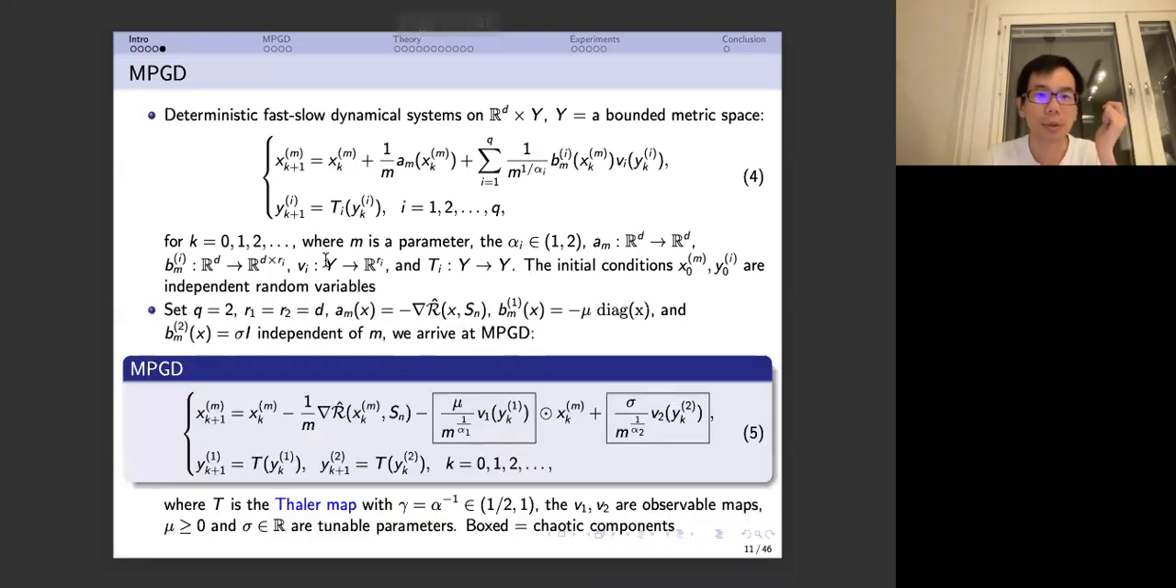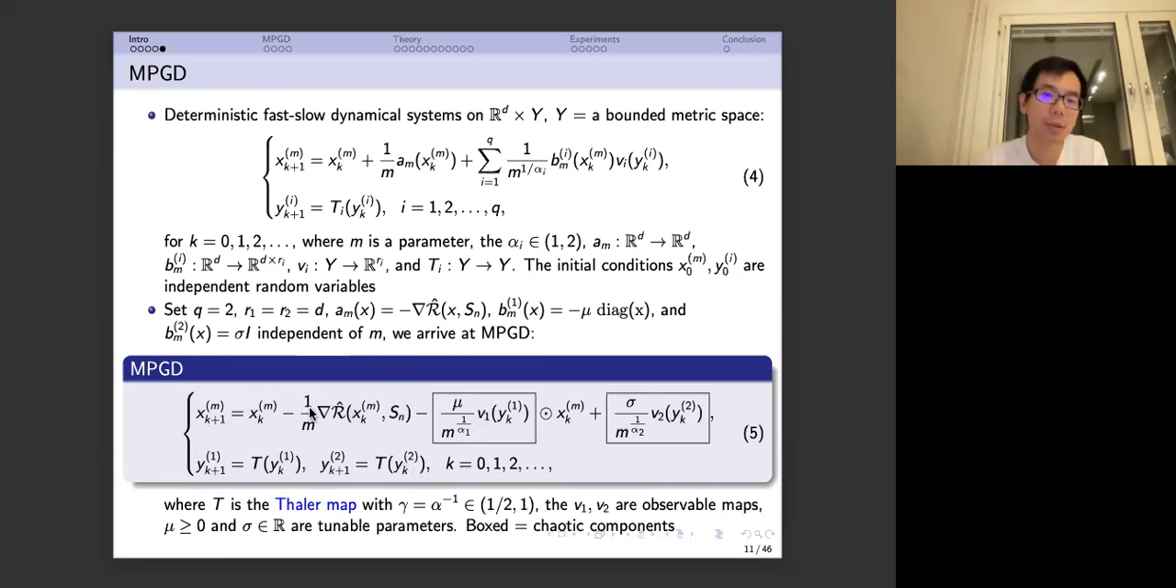So let me just introduce multiscale perturbed gradient descent first. If we simply set some of the functions, like A_m, to the negative gradient of the risk function, and then B_m1 to this and B_m2 to this, then we arrive at these equations.